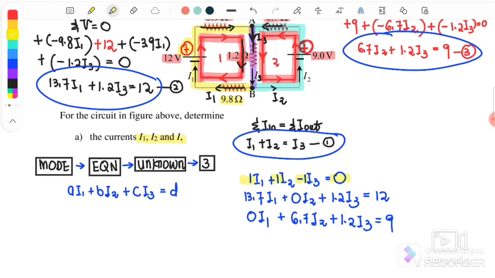Okay, next it will come to A2. A2 is 13.7. B2 is 0. C2 is 1.2. D2 is 12.